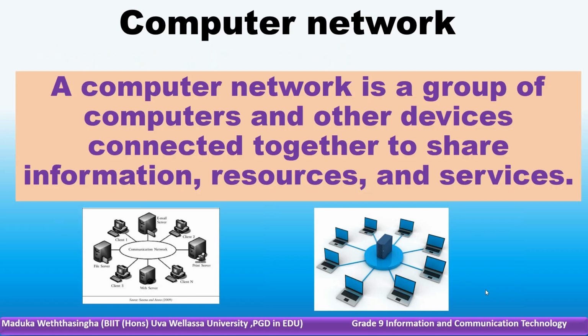So let's see the computer network definition. A computer network is a group of computers and other devices connected together to share information, resources, and services. Computer network is a group of computers and other devices connected together. For what? To share information, resources, and services.